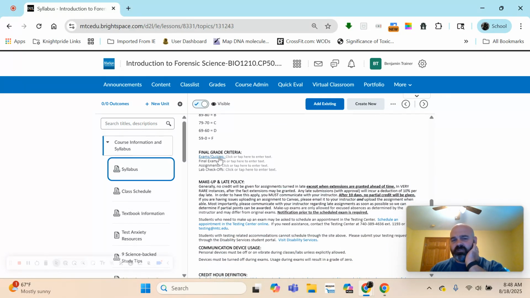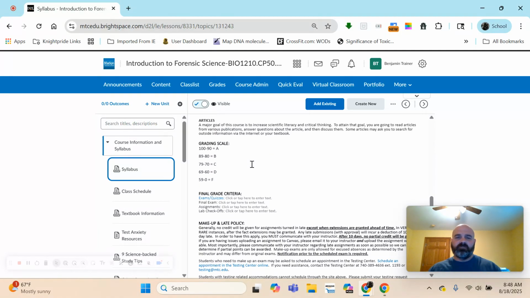I am not. You'll notice on here it says click or enter text. I didn't put anything because I don't weight anything per se. Your exams are worth more points than other assignments. Labs are worth a fair number of points, things like that. But I don't say your exams are worth 50% of your grade. Labs are 30. Homework assignments, if you will, are worth another 10 or anything like that. So I think I've got everything broken up pretty well.